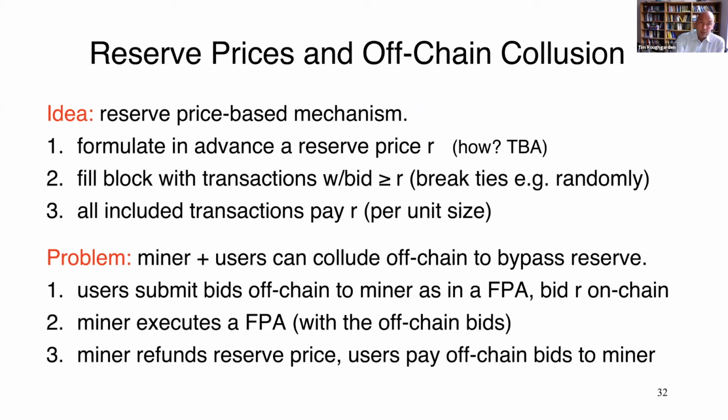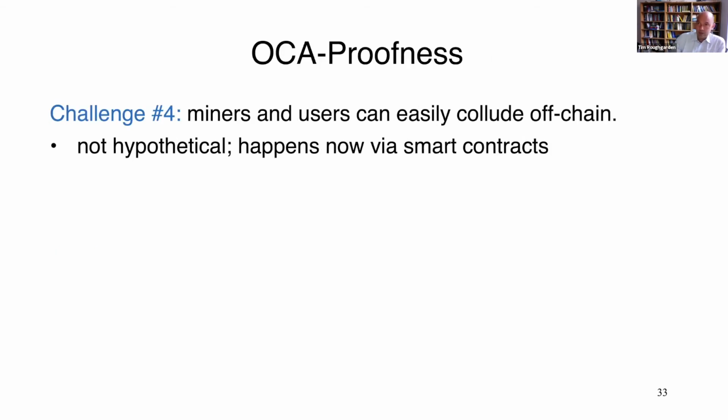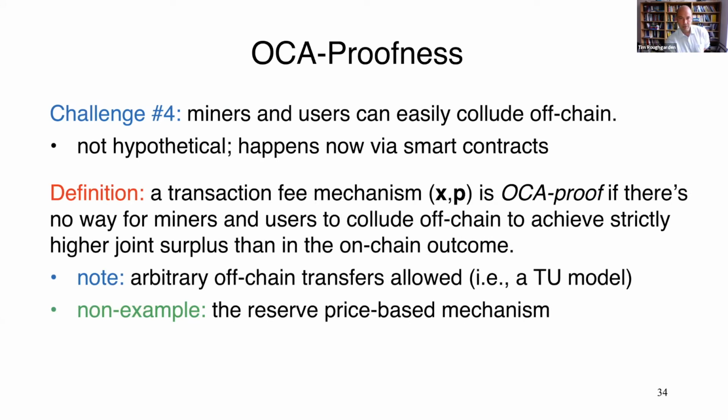Okay. So having a reserve price is a natural idea, but this didn't work. Okay, this can be evaded through these off-chain agreements between a miner and users. And so that's going to be the fourth and final challenge. Okay, this sort of off-chain collusion. I mean, this is not hypothetical. I mean, there's different things which can basically be regarded as doing this right now. Okay, obviously, smart contracts make this a lot easier to pull off than in a lot of traditional mechanism design settings.